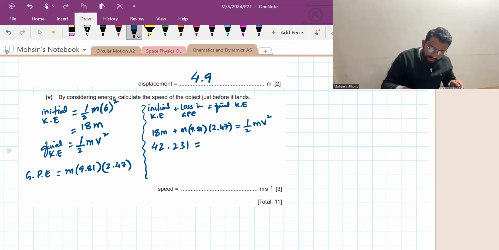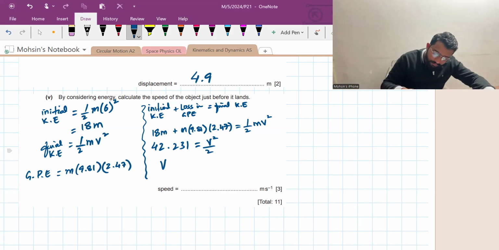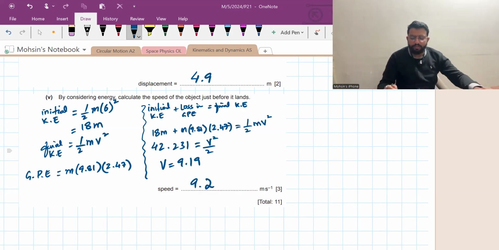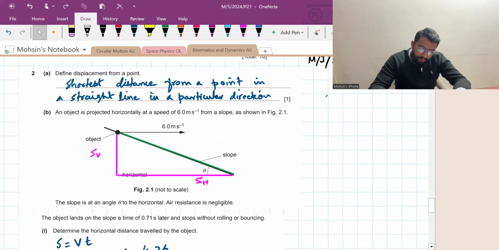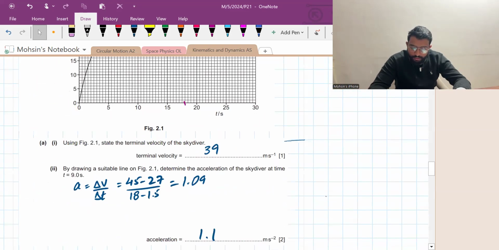42.231 is equal to v square over 2. If I multiply it by 2 and square root it, I'm getting 9.19. 9.19 means 9.2. So I'm getting 9.2 meters per second. Quite easy question. So basically, this was it. These are all the questions from kinematics and dynamics which came in May, June 2024.